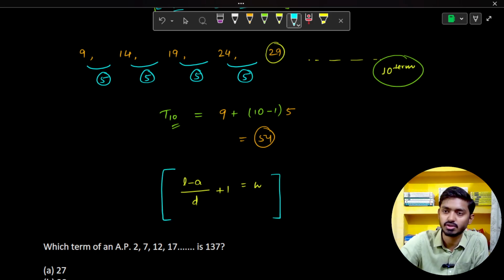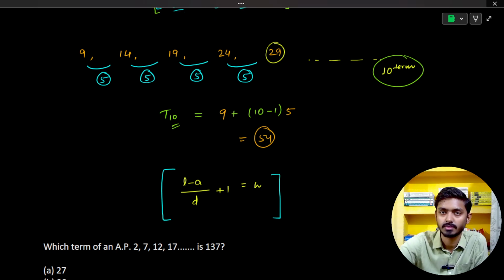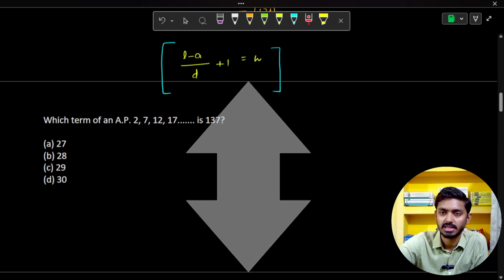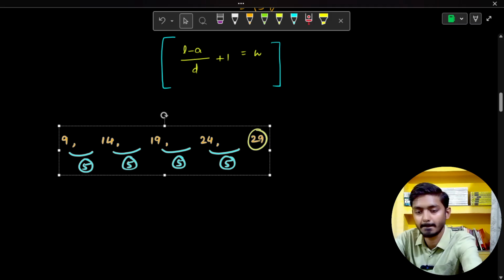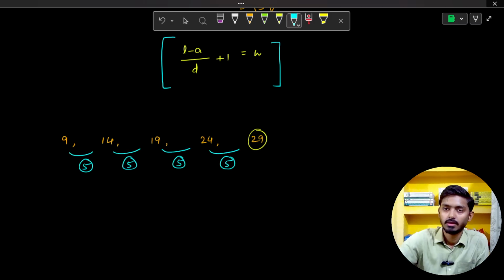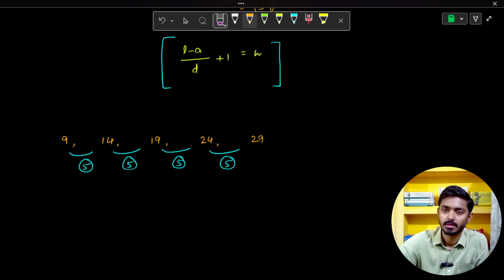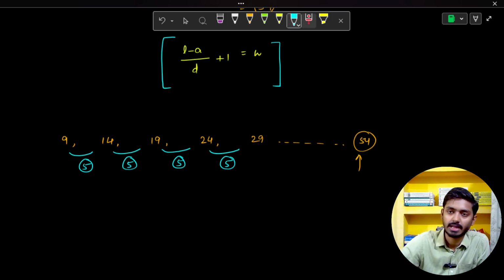Now, what happens is sometimes we are asked to find the position of a term. Let's say we are given, I'll copy the same question. We are given that this is an AP which has terms all the way up to 54. Which position 54 occupies? Say 19 occupies third position, 24 occupies fourth position. They'll ask which position 54 occupies. We'll use this formula in that case.